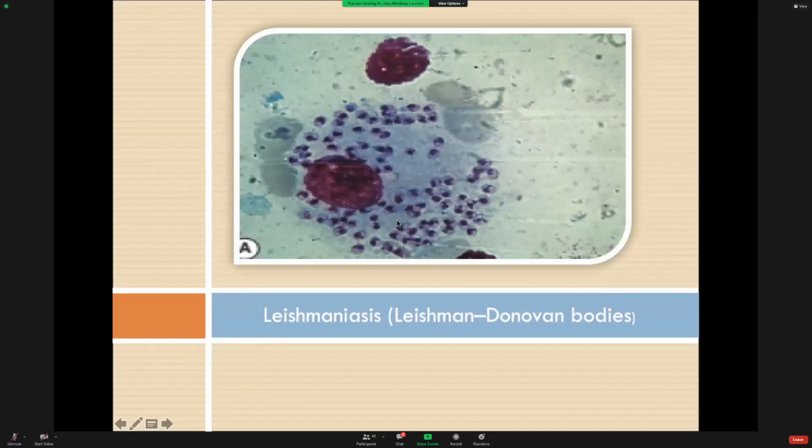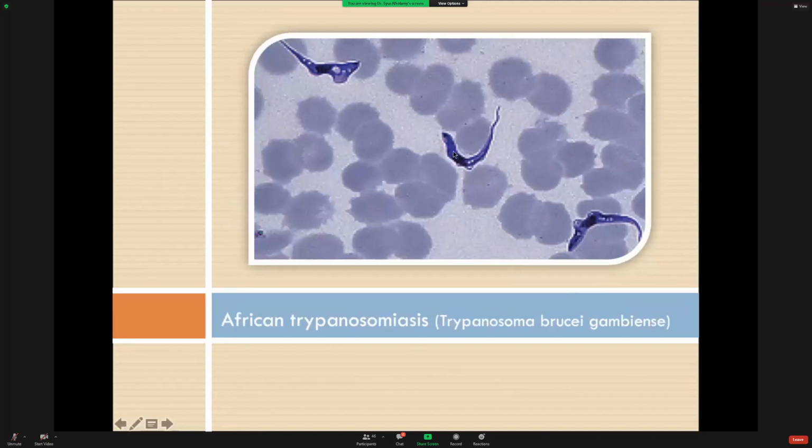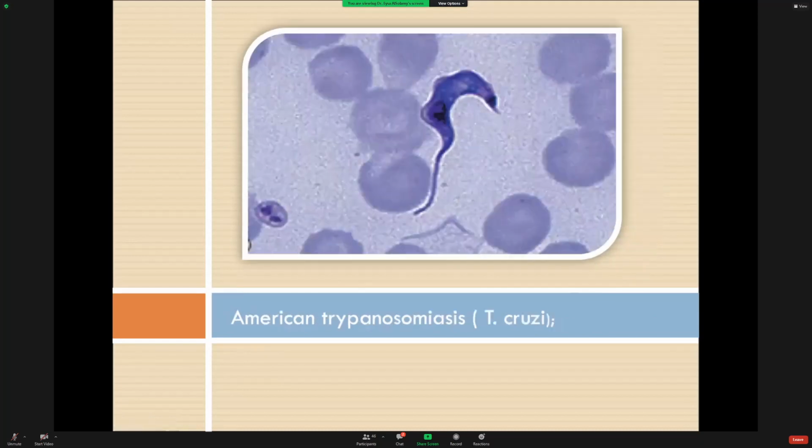Leishmaniasis, Leishman-Donovan bodies. This is how Leishmania looks. African trypanosomiasis, how it looks. This is a parasitic infection of course. We can see it through the peripheral blood smear. American trypanosomiasis here, the African one, and here the cruzi, which is trypanosomiasis.